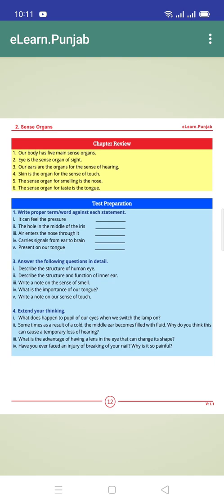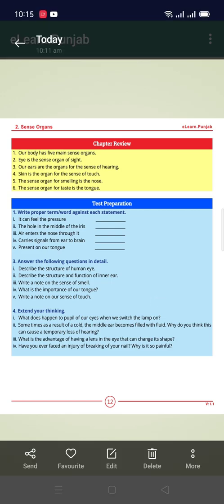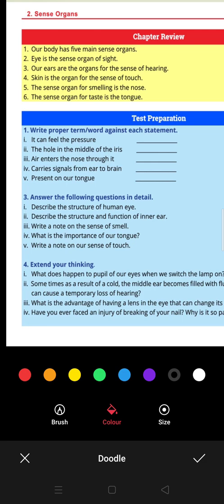Next is the test preparation or the exercise. Write the proper term or word against each statement. It is the short definition or the key point of that topic which we have to write. It can feel the pressure. Which sense organ can feel the pressure? Skin can feel the pressure. So you will write here skin.